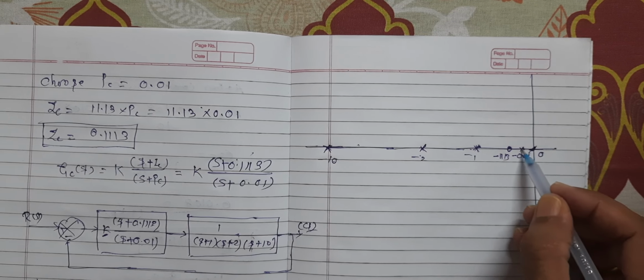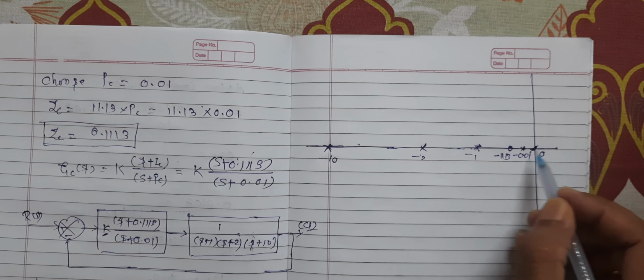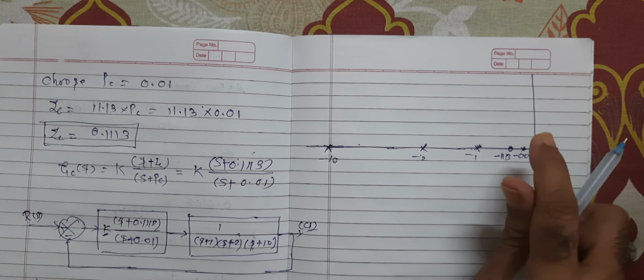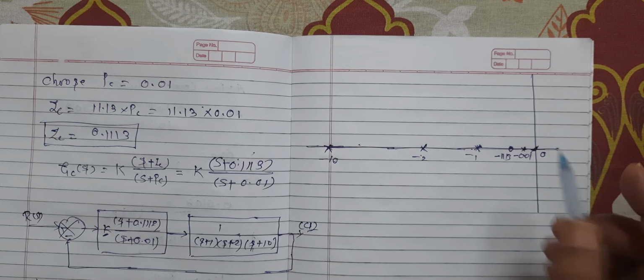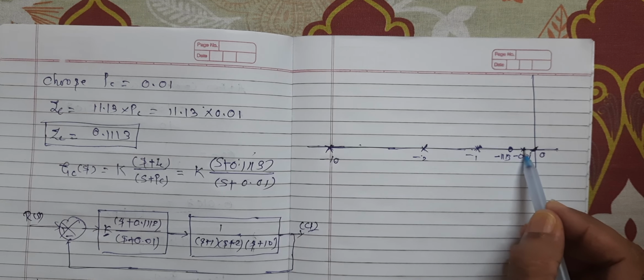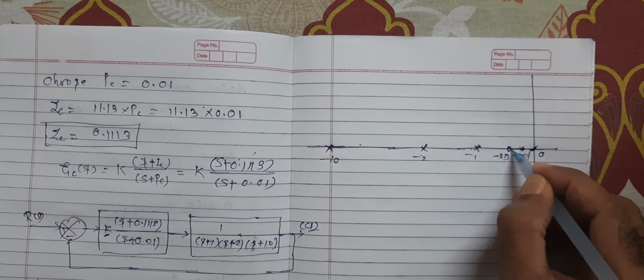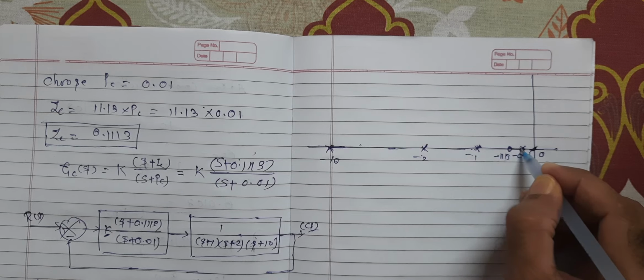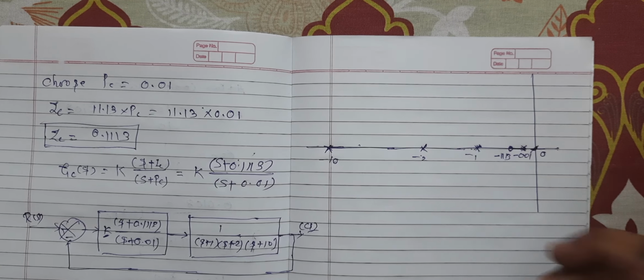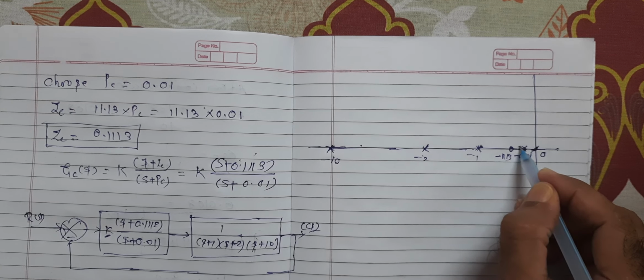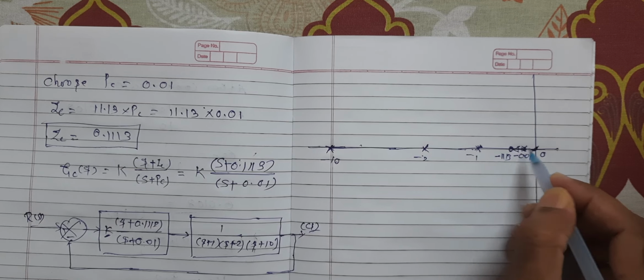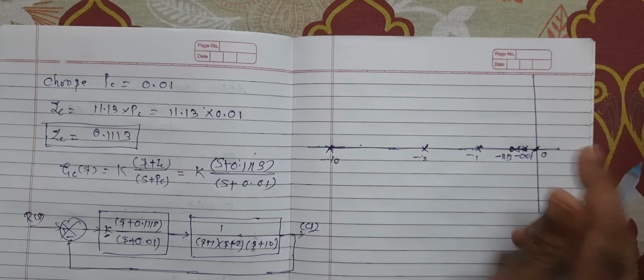To the right of this there is no pole, no zero. So to the right of this pole no root locus will exist. To the right of the zero there is only one pole, so that is an odd number. So between this pole and this zero, the root locus will exist. That means these poles will move towards this zero. That is our root locus for this one.